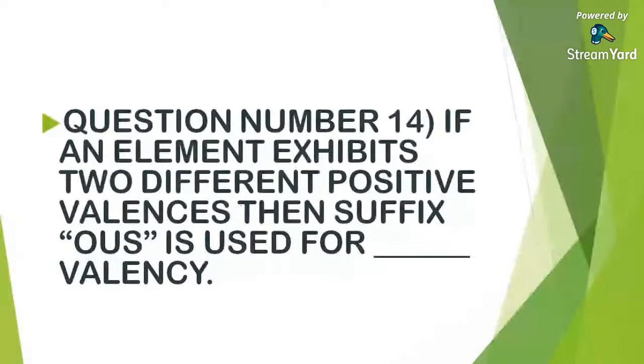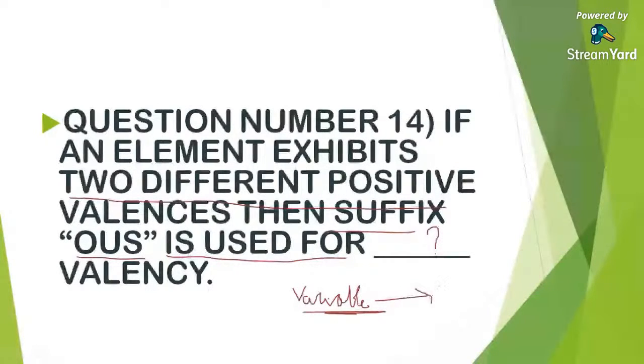If an element exhibits two different positive valencies, then suffix 'us' is used for lower valency. Yes. So when an element exhibits two different valencies, I'm not talking about the positive and the negative, I'm simply talking about when an element exhibits two different valencies, then such type of valency is called variable valency, meaning such elements have more than one valency. Examples of elements with variable valencies are iron and copper.